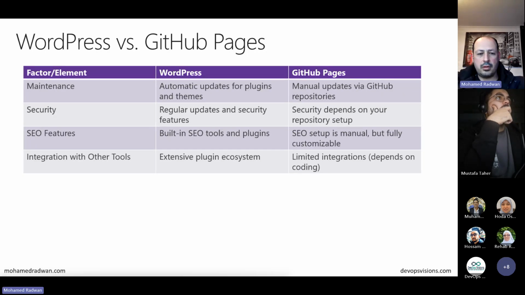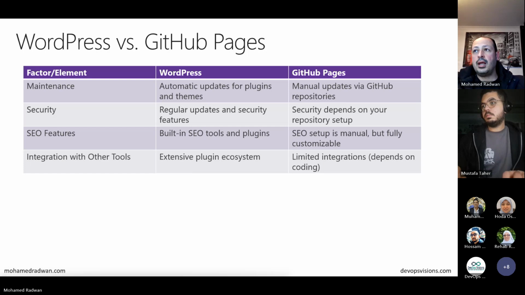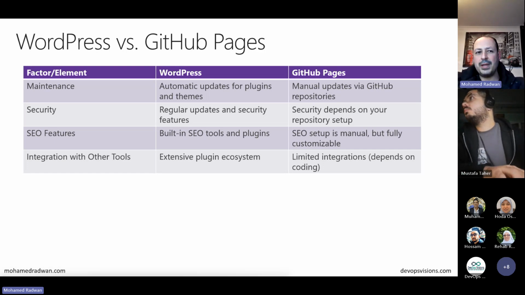For maintenance, WordPress has regular updates. Usually for a GitHub repo, it is your repo, so it is your responsibility to get the latest, based on the content of your repository. And of course, for SEO, WordPress has really many great tools as ready-made plugins, so it is very easy. But when it comes to GitHub, you would spend more time and effort doing SEO.